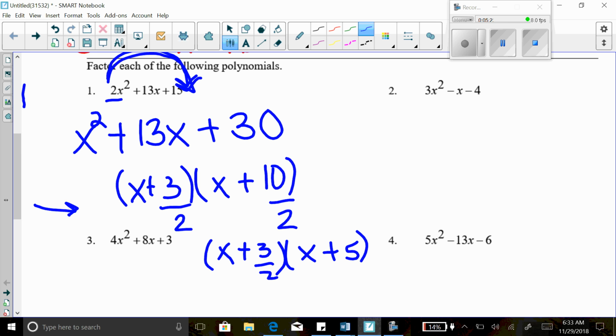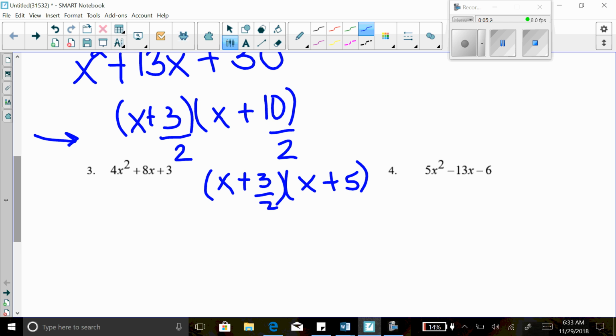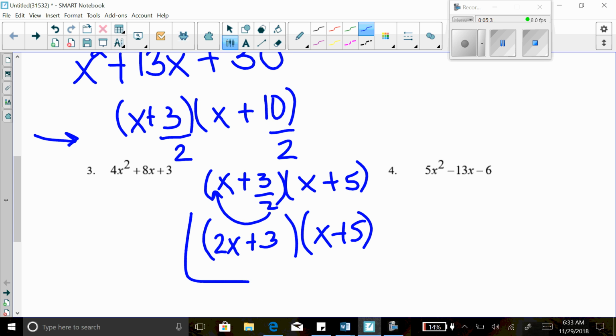And we don't like fractions. So when you're left with a fraction like that, you actually want to take the number and swing it to the front. So 2x plus 3, x plus 5. And that is my final answer.